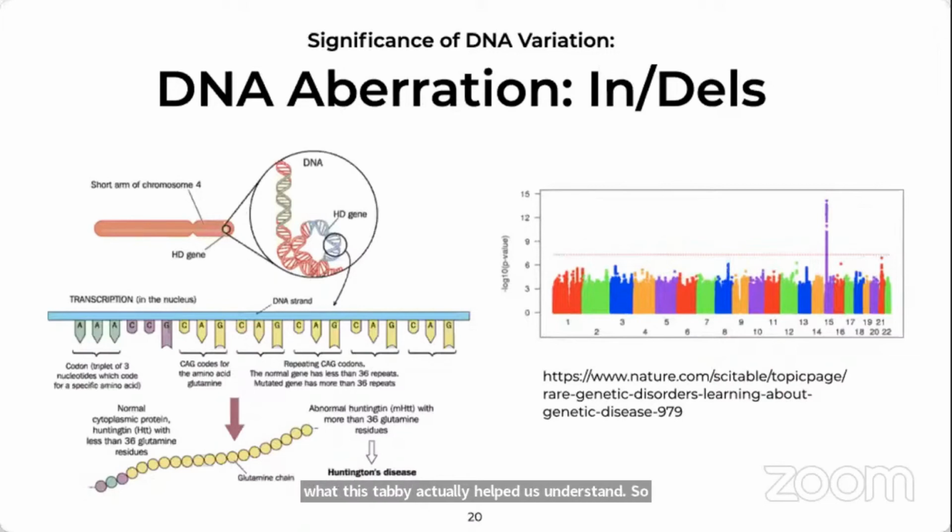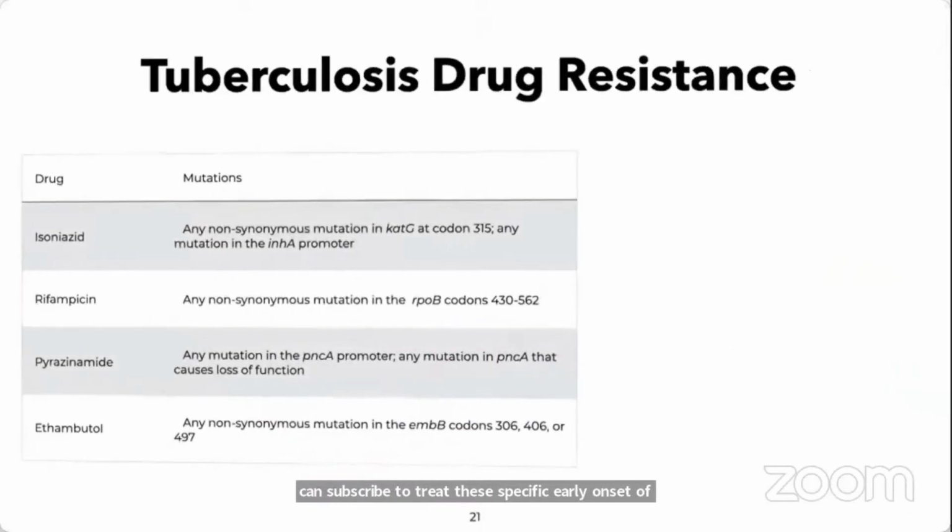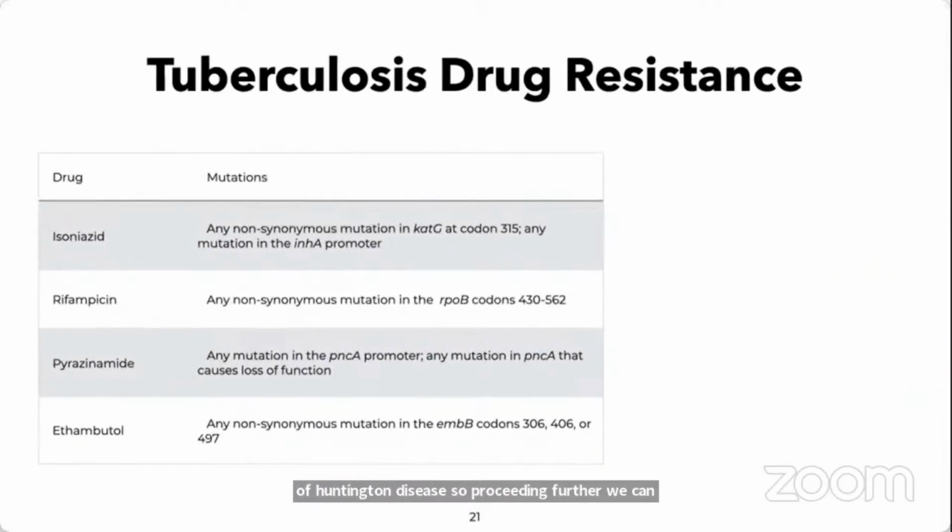So without any intervention, a natural variation that occurred in a specific group of people acted as a potential regulatory mechanism for a deadly disease, and we can exploit it to treat early onset Huntington's disease. Proceeding further, we can turn our focus to pathogen genomics data analysis.